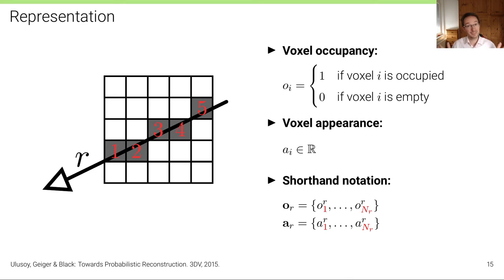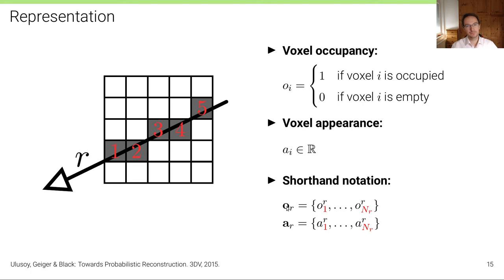For a particular camera and a particular pixel, that corresponds to a particular ray. One particular ray is illustrated here. With this shorthand notation, boldface O and boldface A with index R, later on we're going to omit that index for simplicity. Each of the cameras has a set of pixels, and each of these pixels corresponds to a ray. So from all of the cameras together, we have many more rays than from a single camera, and we consider just a generic ray here. That could be any of these rays from any of the cameras corresponding to any of the pixels.